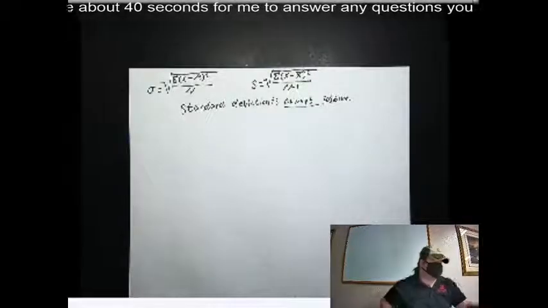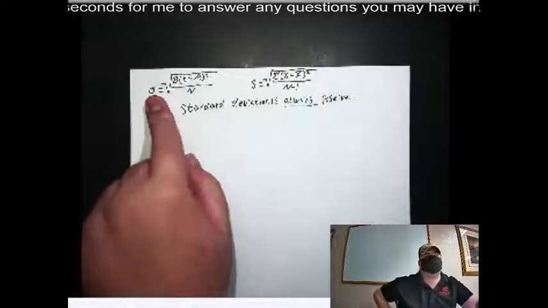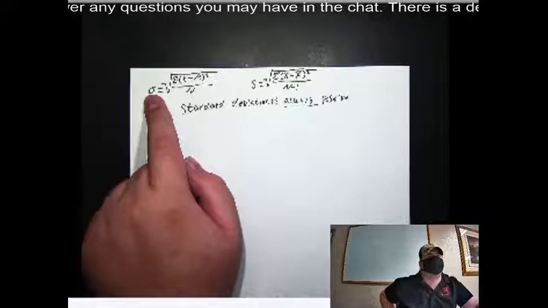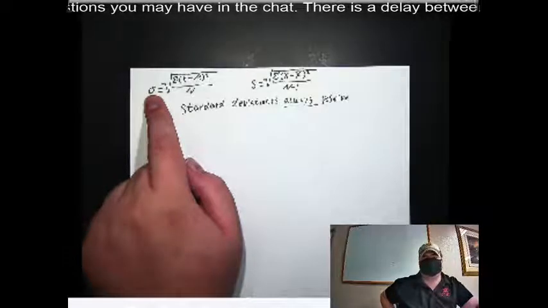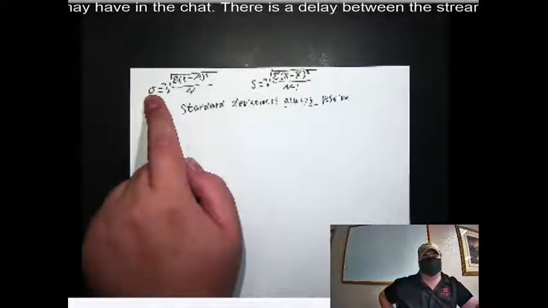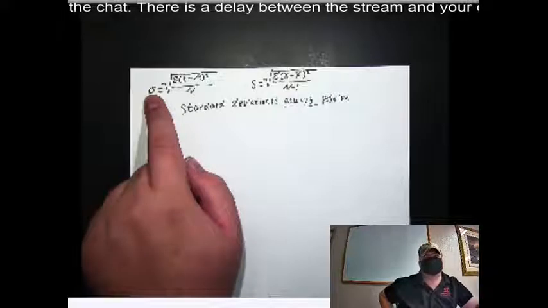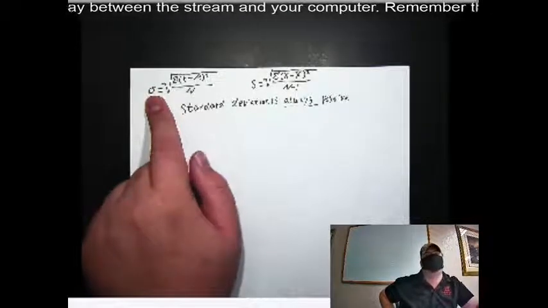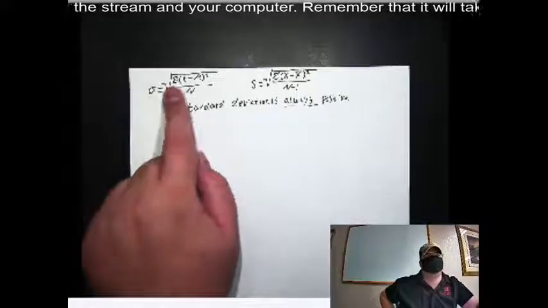Sure. So this symbol right here, this is lowercase sigma. And this is just the symbol that we use to show standard deviation of a population. So if we gather our data as a population, this is what we want to show for our standard deviation.